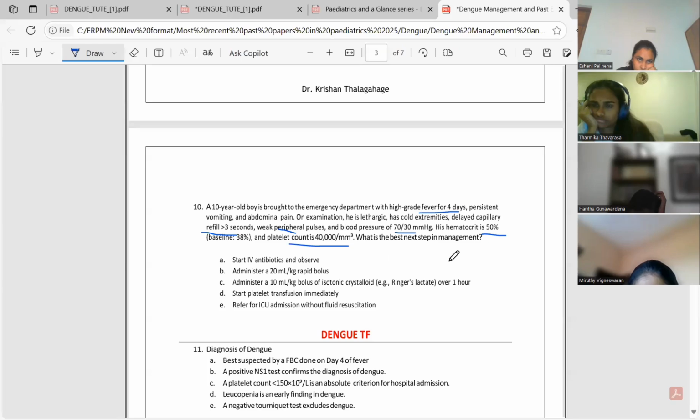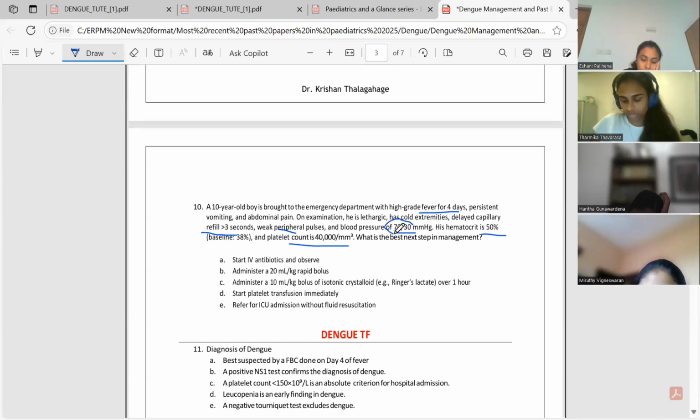Where does he lie in the dengue ladder? Is it dengue fever, critical phase only, compensated shock or decompensated shock? Decompensated shock. Compensated or decompensated? It is likely the child has gone into decompensated shock. In compensated shock, systolic blood pressure will be normal, and diastolic will go up with narrow pulse pressure. Here, even the systolic blood pressure is low.